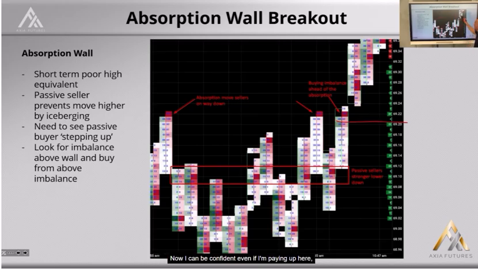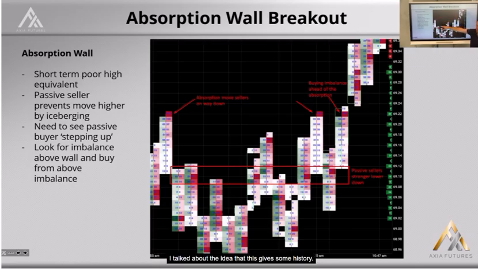I can be confident, even if I'm paying up here, yes, it might be 10 ticks higher, but this isn't coming back. Of course, you need this to be at a point where you have expectations of a further move. You don't want to just go, oh yeah, broken an iceberg, buy it. You could be buying into a very significant level. But if you have an expectation of movement, this is exactly the time to be able to spot that.